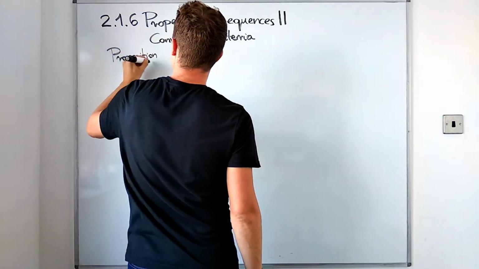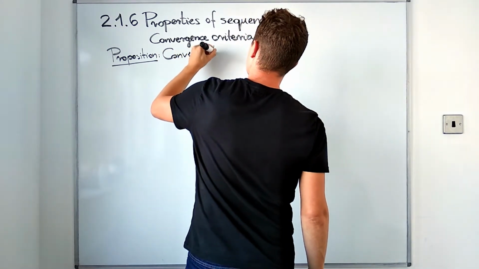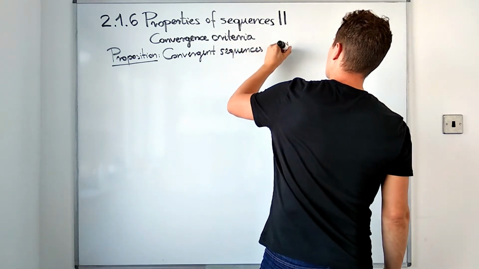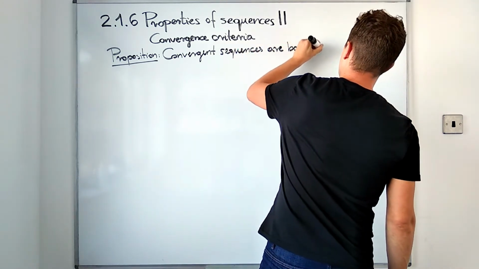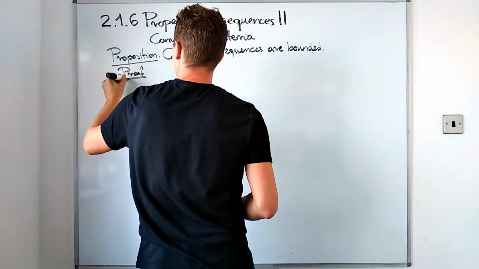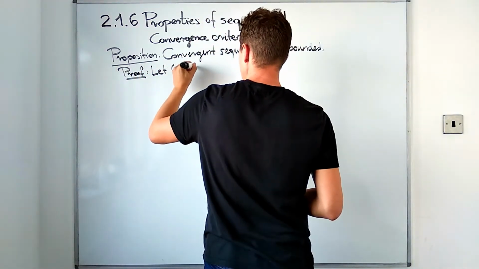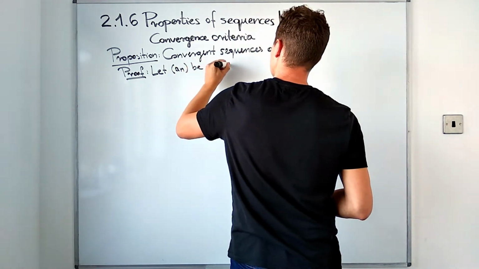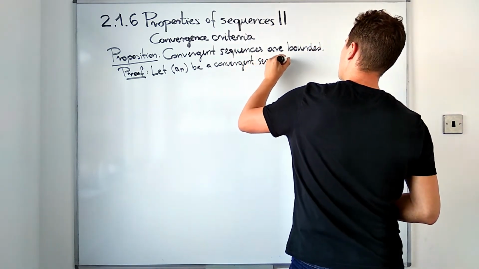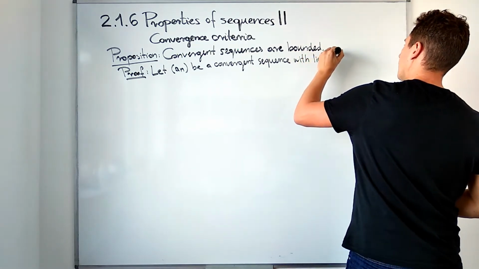Proposition: convergent sequences are bounded. Okay, so it's fairly easy to prove. So let a_n be a convergent sequence with the limit L.